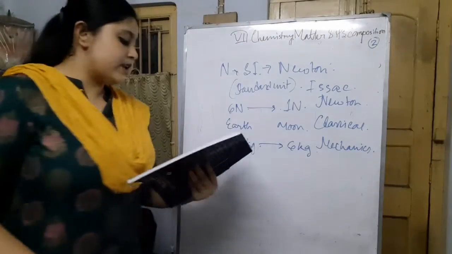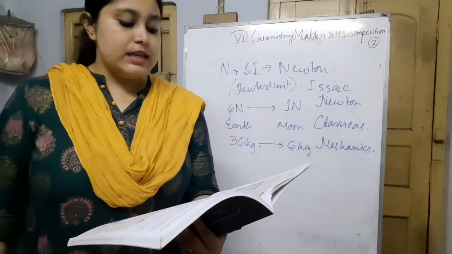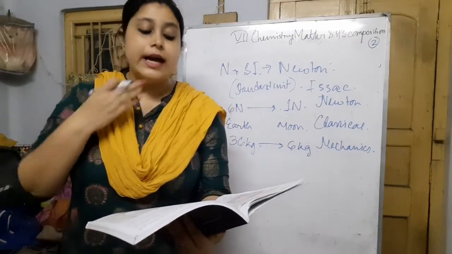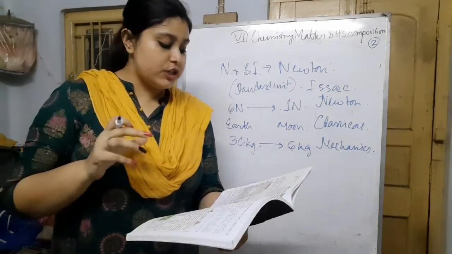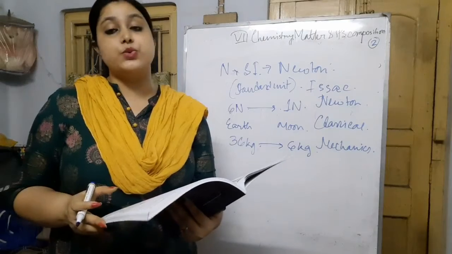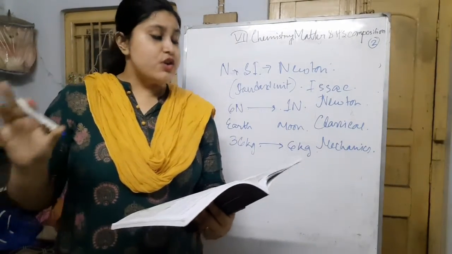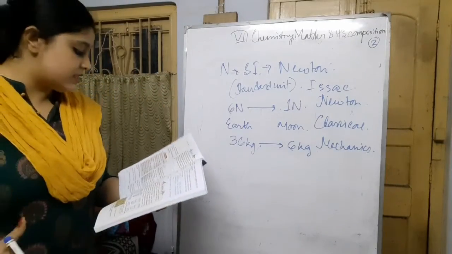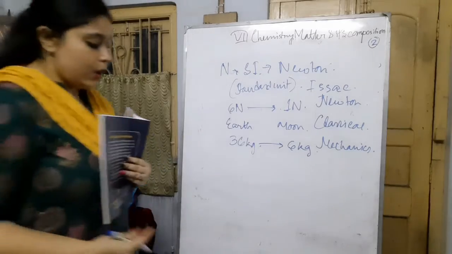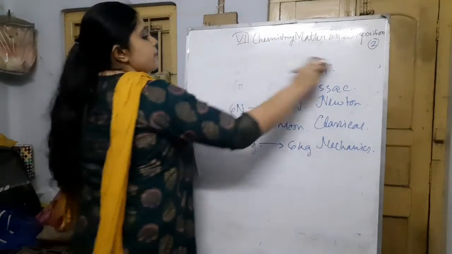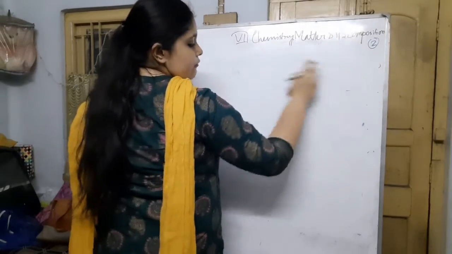So mass and weight are different from each other. Mass is the quantity of matter, and weight is the force with which the earth pulls the body towards itself. So they are different. Now we are going to discuss the composition and the characteristics of matter.